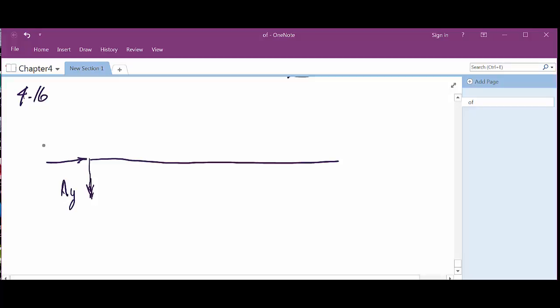Okay? We know that A is pinned, right? So there probably is some kind of an X value. Out at B, we've got a roller. So BX equals 0. BY, we'll go ahead and assume that it's going up, like it probably really is.